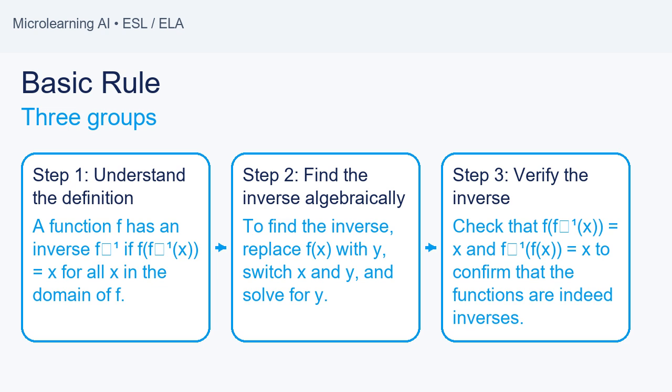Basic rule. Step 1. Understand the definition. A function f has an inverse f⁻¹ if f⁻¹(f(x)) equals x for all x in the domain of f. Step 2. Find the inverse algebraically. To find the inverse, replace f(x) with y, switch x and y, and solve for y. Step 3. Verify the inverse. Check that f(f⁻¹(x)) equals x and f⁻¹(f(x)) equals x to confirm that the functions are indeed inverses.